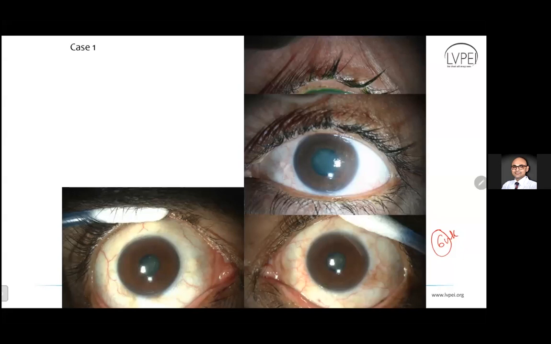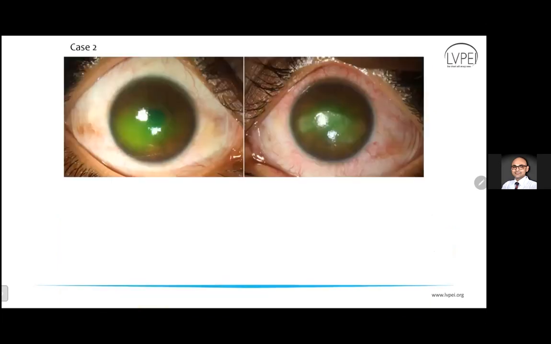And therefore, the grading of chemical burns per se has these following limitations, and I just wanted to show you this case to illustrate that. I'll just show a few more cases before I go on to some more salient important things.